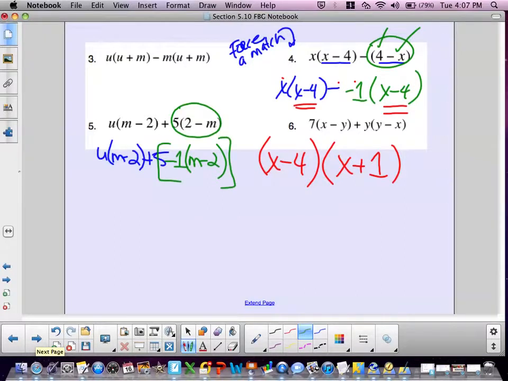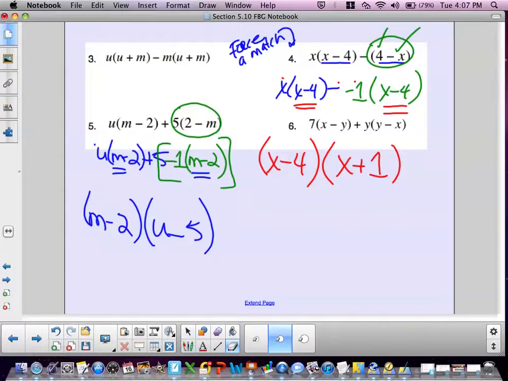And what that allows me to do then is take matching terms of m minus 2, remove them, and then what I have left over is u sitting right here. But I have the plus 5, but I've now multiplied that times negative 1. So instead of that being plus 5, that now becomes minus 5. So the factors are m minus 2 times u minus 5.